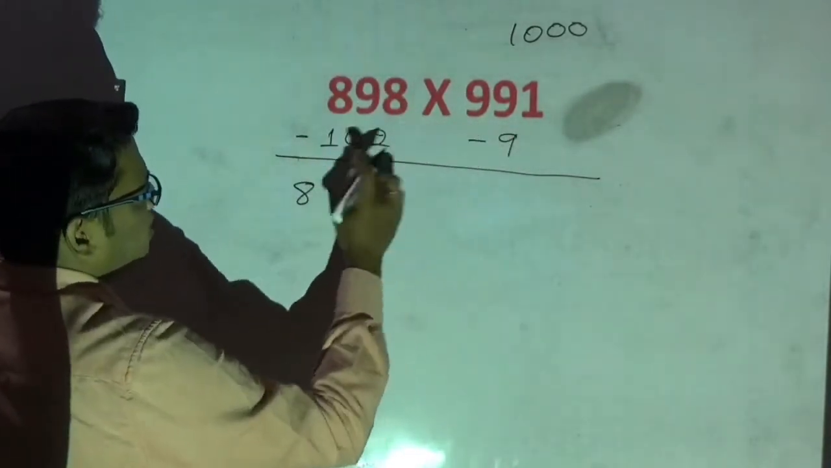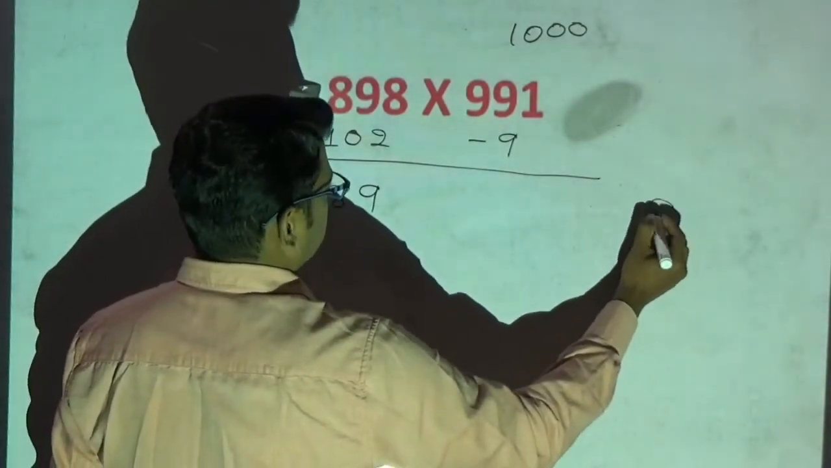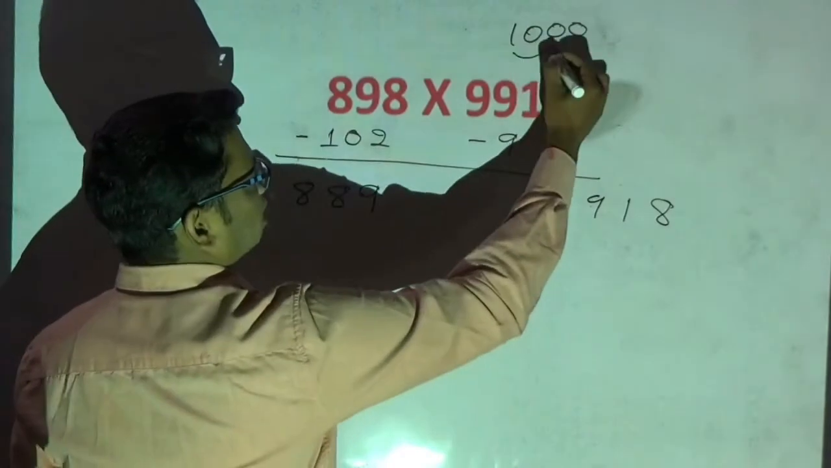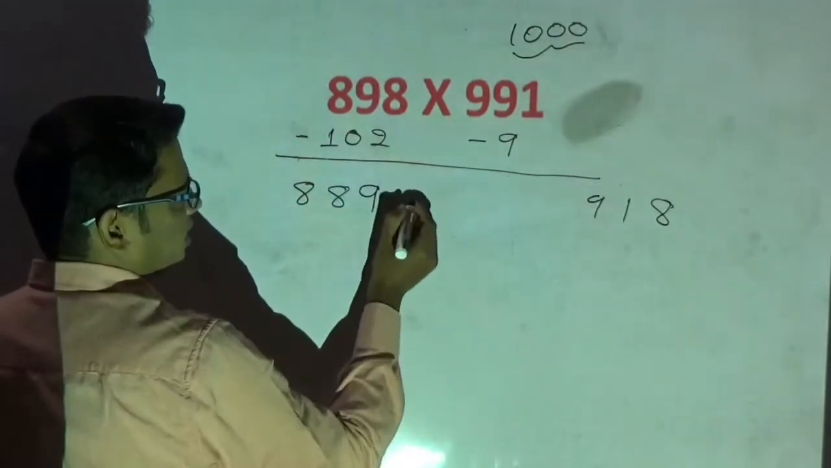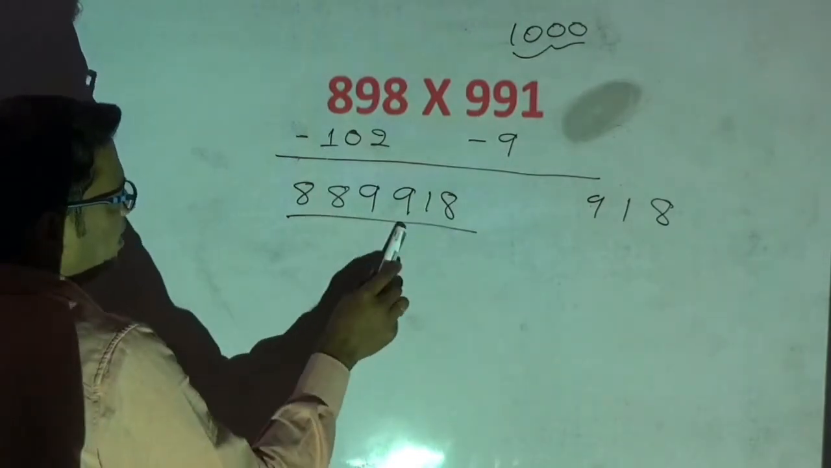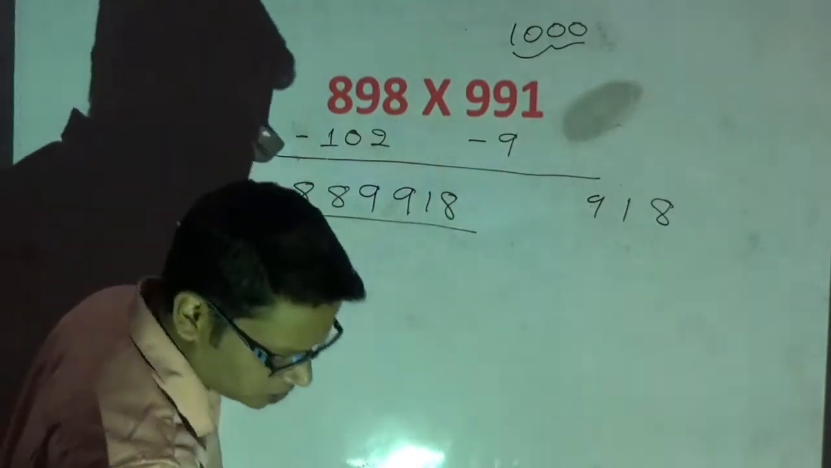Then you have to multiply these two. This will be 918. If you multiply these two, it is 918. See how many zeros? 3 zeros. This is also 3 digit, 918. So answer for this example is 889918. Hope you have understood.